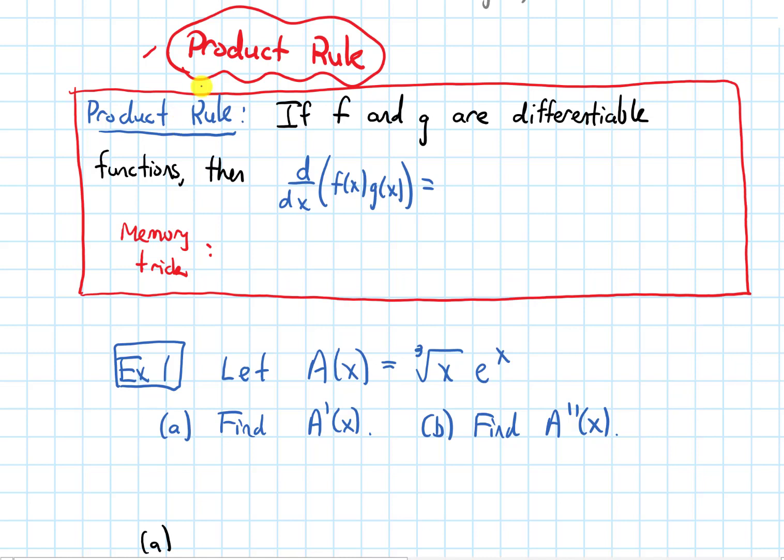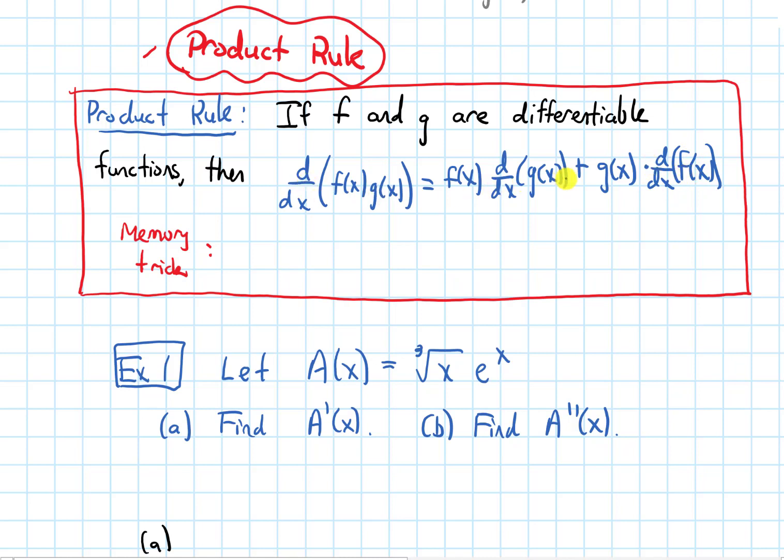All right, so the rule says if f and g are differentiable functions, then the derivative, d dx, of f of x times g of x, the product of two functions, will be equal to f of x times the derivative of g of x plus g of x times the derivative of f of x. And if I wanted to write these derivatives with the prime notation, so like write g prime of x here and then f prime of x there, that would be just fine.